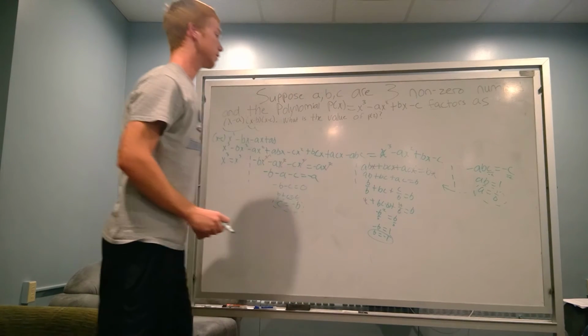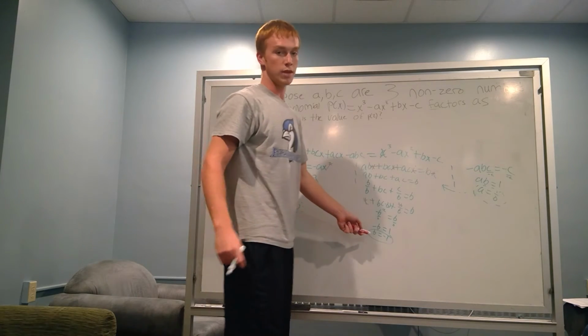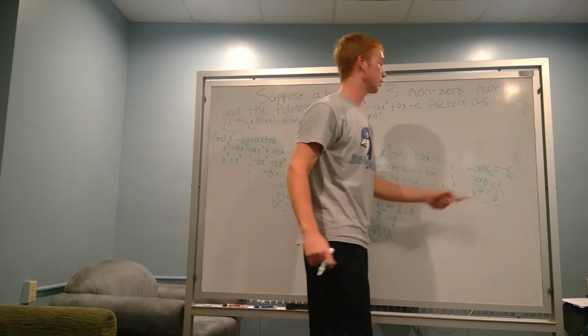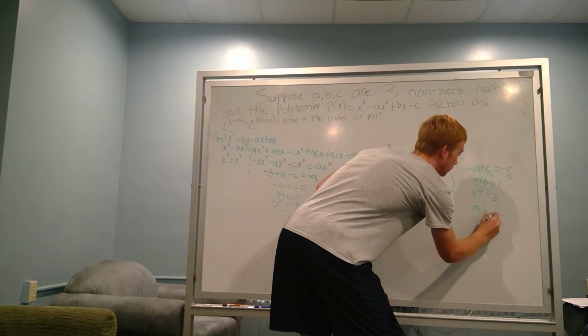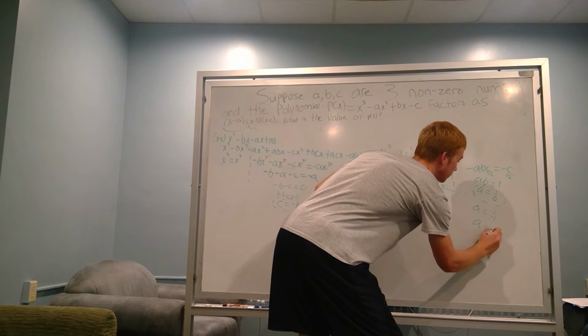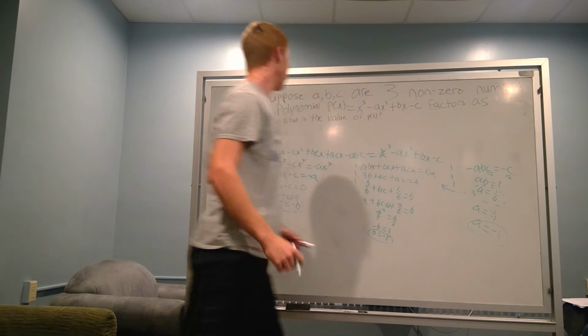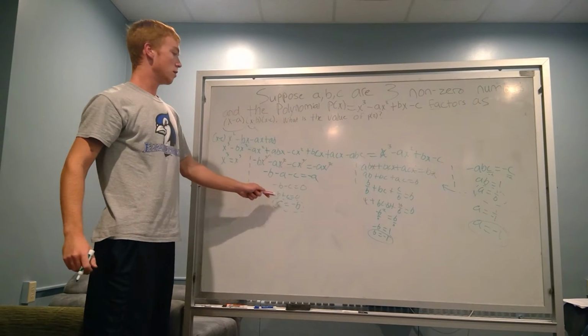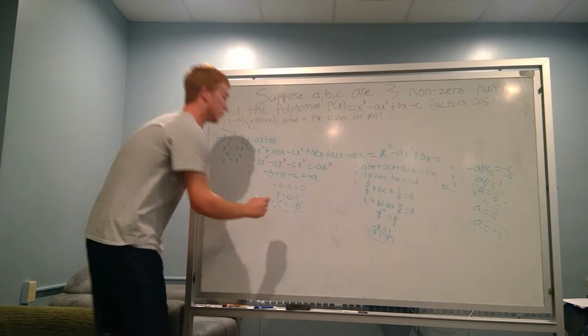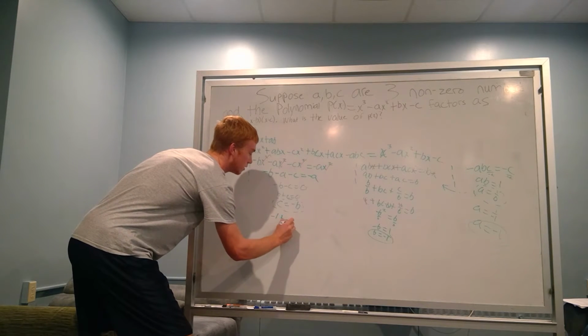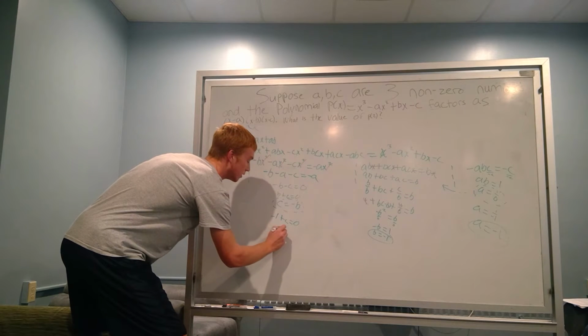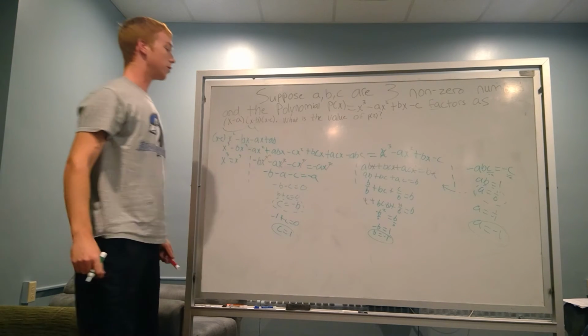So now we have one of the constants. Now we simply plug this b equals negative 1 into this simplified part over here. a equals 1 over negative 1, a equals negative 1. Now we have two of the constants. We go over here. We have b, so we're going to plug in b equals negative 1 right here. Negative 1 plus c equals 0. c equals 1. Now we have all three constants.